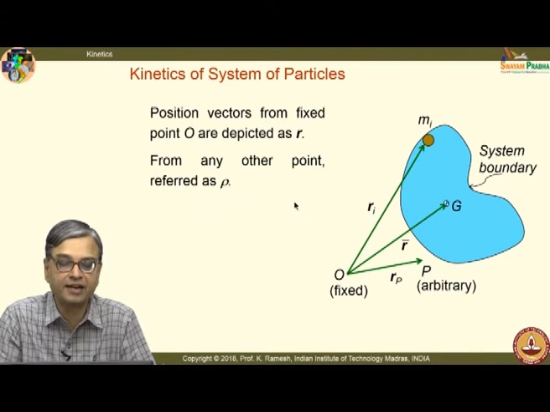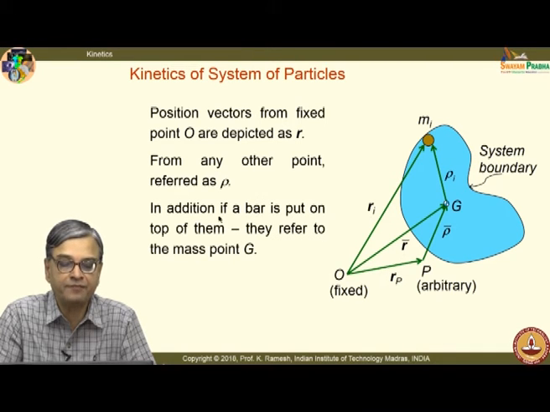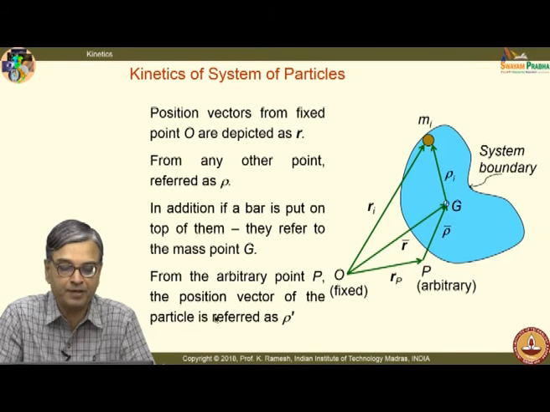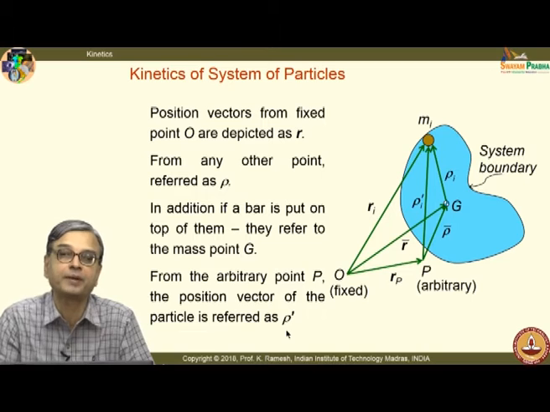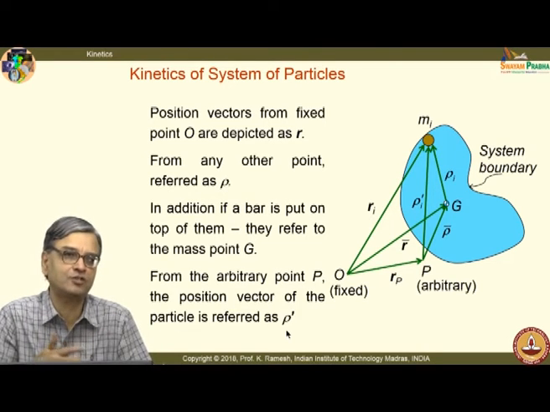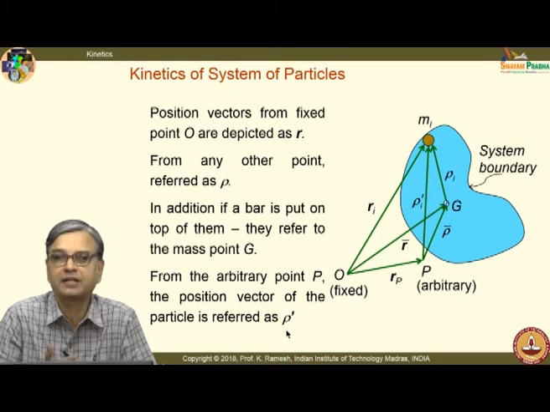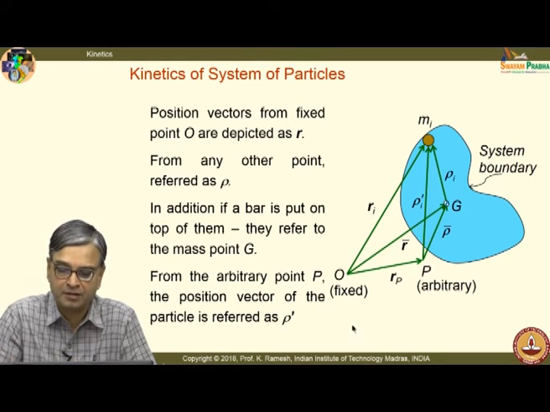So, this is reiterated here. Position vectors from fixed point O are depicted as R, from any other point referred as rho. In addition, if a bar is put on top of them, they refer to the mass point G. For the arbitrary point, we put it as rho prime. From the arbitrary point P, the position vector of the particle is referred as rho prime. It is better to have a convention so that you do not get lost when you have an array of equations. For you to interpret, you can recall from memory what way we have labeled them.